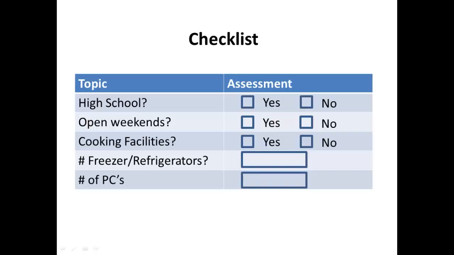You might find it useful to make up a checklist for these. You would include in the checklist, is it a high school? Is it open on weekends? Are there cooking facilities? How many walk-in freezer refrigerator units are there if it does have a cooking facility? And the number of PCs.